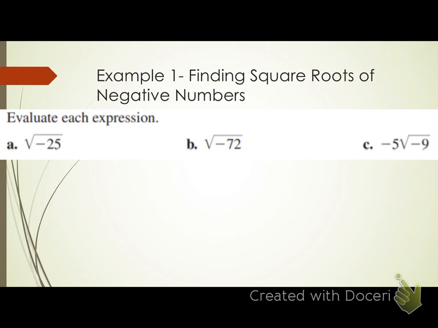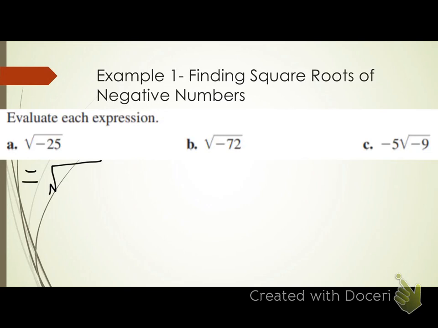Okay. Evaluate each expression. Example 1. For letter A, we've got the square root of negative 25. It's got a negative 25 under the radical, correct? So do I have any real roots here? Not any real roots. But we do have some imaginary ones. Complex numbers. So how can I break this negative 25 up underneath my radical?